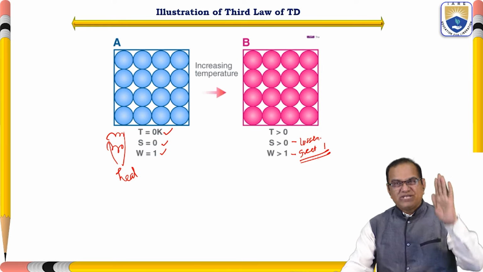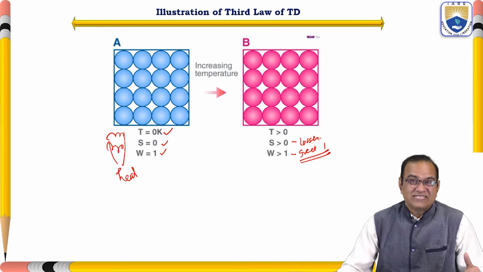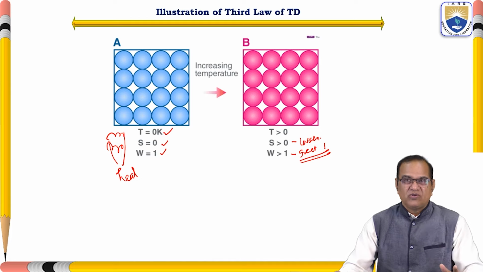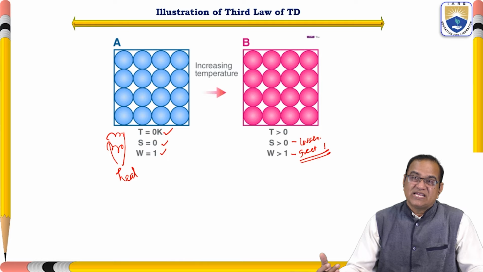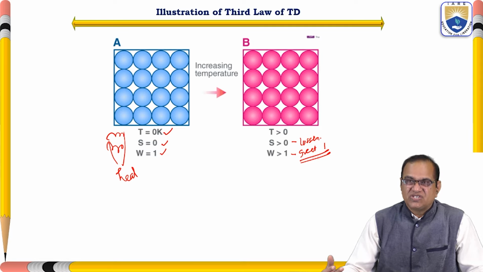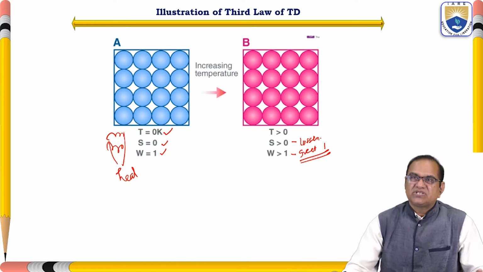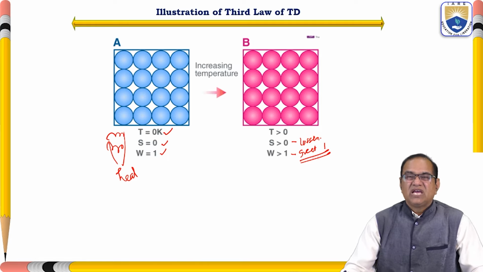Absolute 0 is the lowest temperature which we can get. So, you cannot go less than 0 Kelvin. At 0 Kelvin, you have entropy 0, W is equal to 1. As and when you increase the temperature greater than 0 Kelvin, there will be positive losses or entropy, and also W will always be greater than 1. So that is the depiction which is the illustration of the third law of thermodynamics.